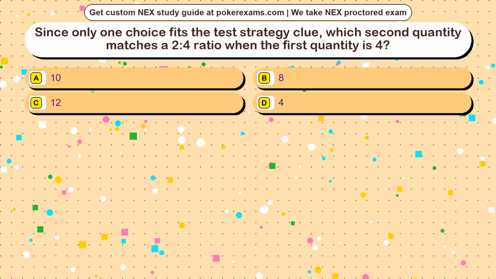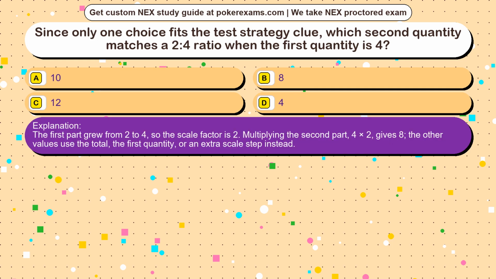The correct answer is option. The first part grew from 2 to 4, so the scale factor is 2. Multiplying the second part, 4 times 2, gives 8. The other values use the total, the first quantity, or an extra scale step instead.